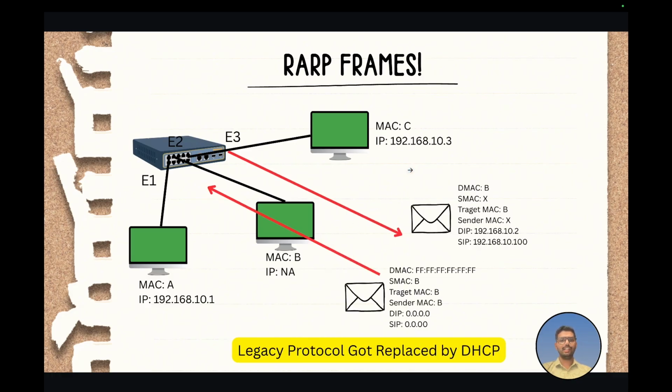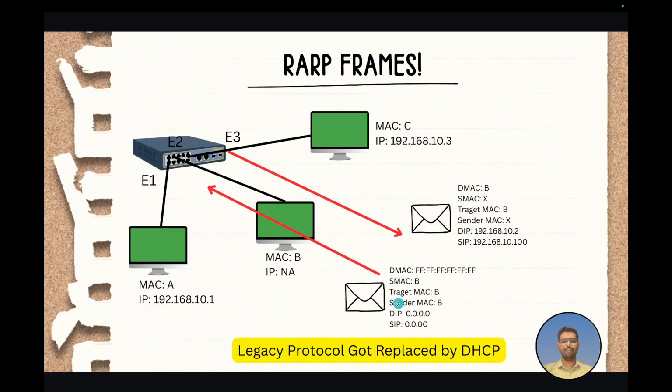Now lastly, we'll end this discussion by looking at the RARP packets, that means reverse ARP packets. Just as a note, this was a very old protocol and nowadays nobody uses it. It was a legacy protocol which got replaced by DHCP. Before DHCP, this was the method used to get the IP address for machines connected in the local network. So how it does is, first we send the reverse ARP request.